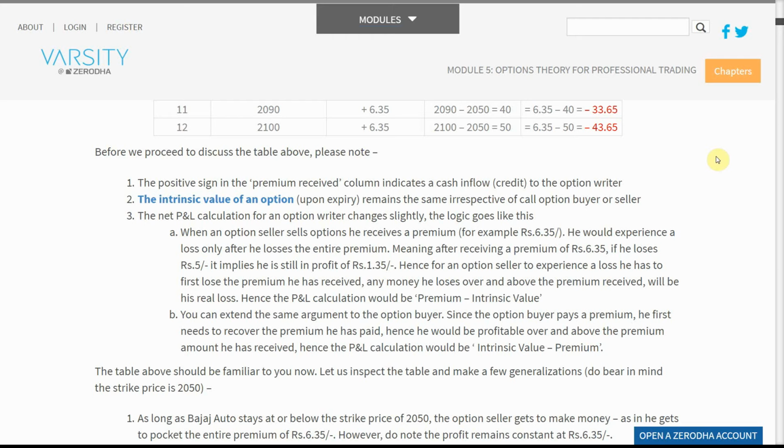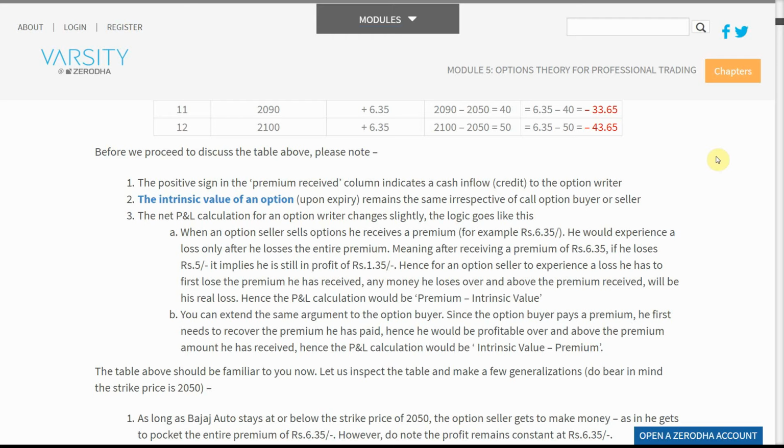08: 2060, plus 6.35, 2060 minus 2050 equals 10, 6.35 minus 10 equals minus 3.65. 09: 2070, plus 6.35, 2070 minus 2050 equals 20, 6.35 minus 20 equals minus 13.65. 10: 2080, plus 6.35, intrinsic value 30, P&L minus 23.65. 11: 2090, plus 6.35, intrinsic value 40, P&L minus 33.65. 12: 2100, plus 6.35, 2100 minus 2050 equals 50, 6.35 minus 50 equals minus 43.65.